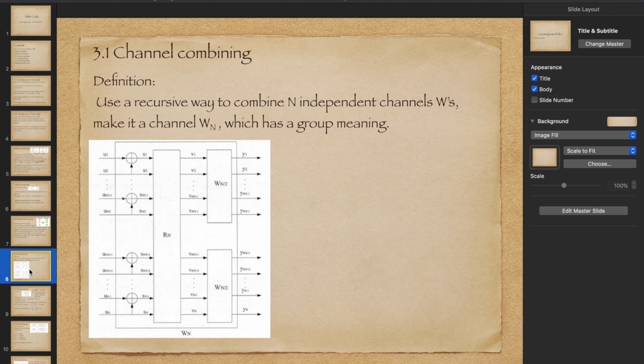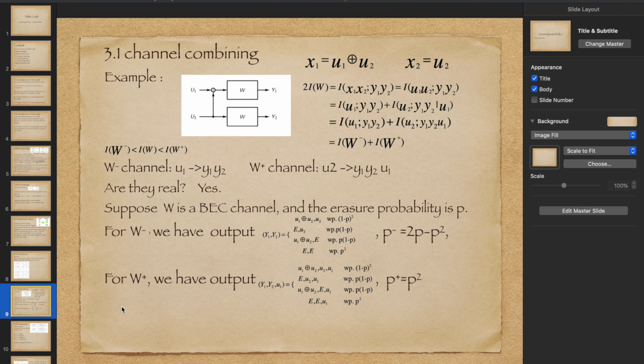Here we have the definition of channel combining. We use a recursive way to combine n independent W's, making it a channel union W_n. It has a group meaning. So maybe we should give an example. Here we have two channel W's, and the input of the first channel is U1 plus U2 mod 2, and the input of the second channel is U2.